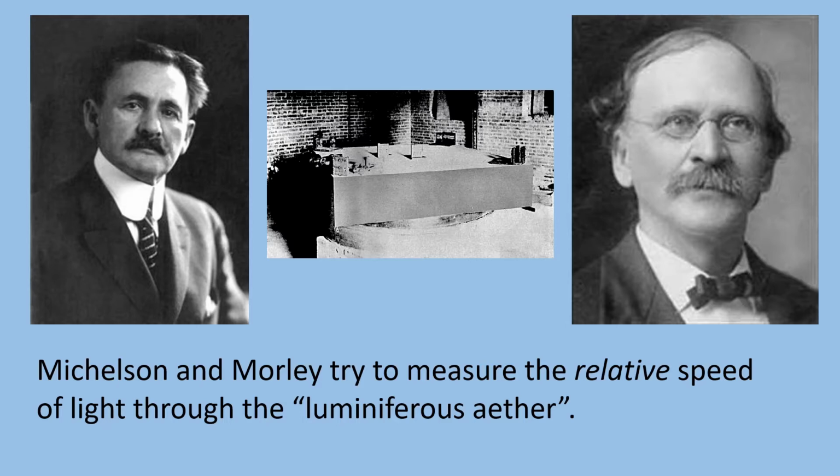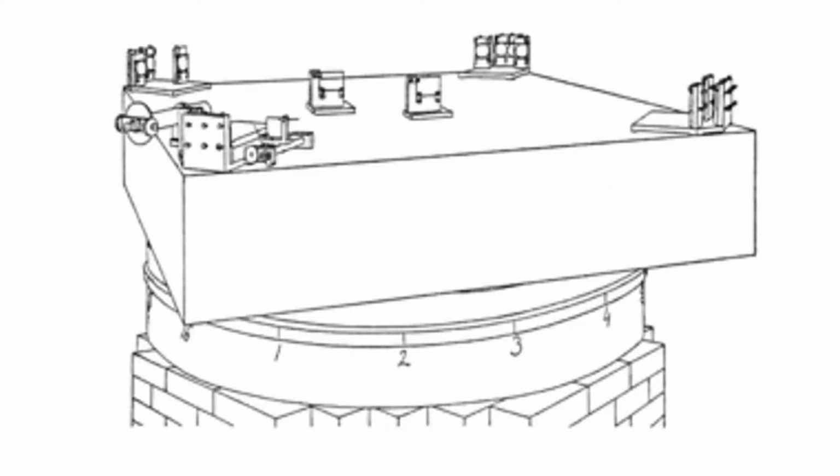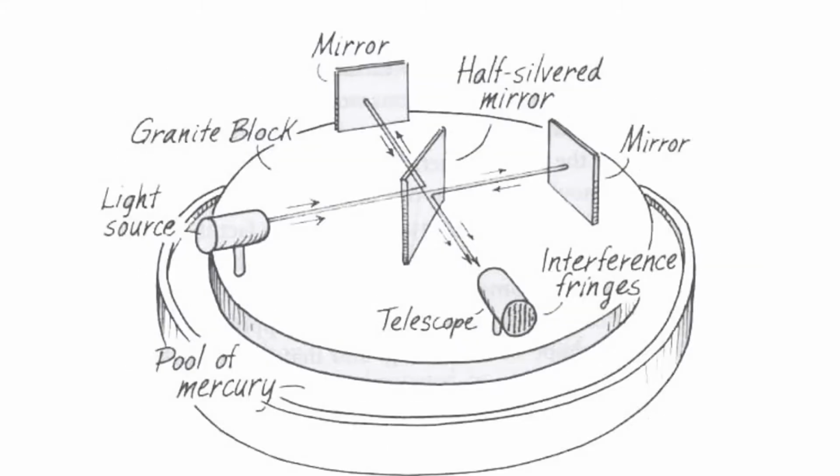In the central picture, you can see their experimental apparatus. Here it is as a line drawing, a little bit cleaned up, and here's a diagram of what happened. Light would leave the light source and go to the half-silvered mirror in the center. When it hit the mirror, some would reflect off and go to this other mirror. Some would go through it to this mirror.